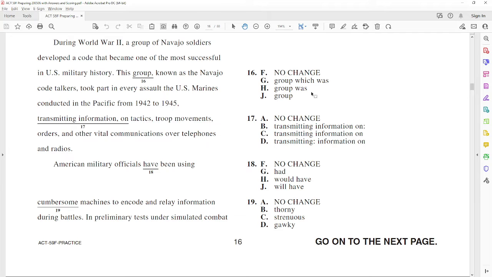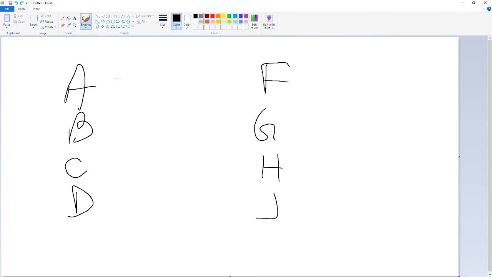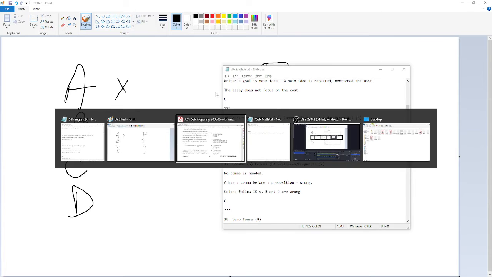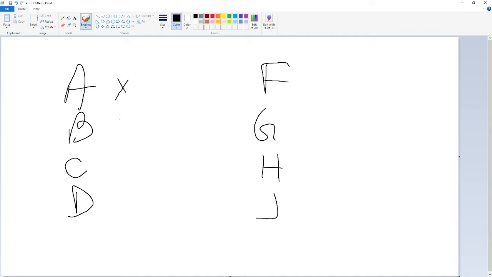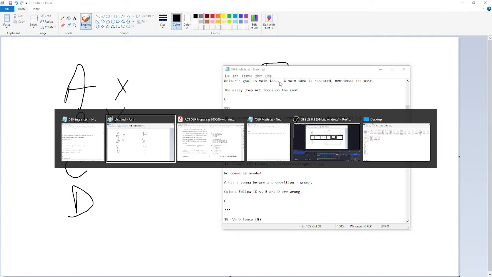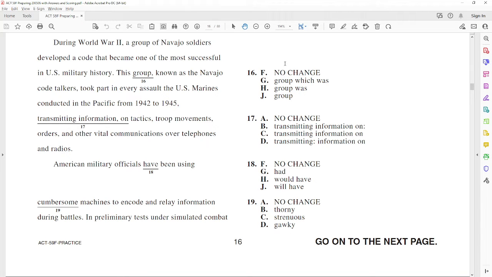It is option C. So remember, I eliminated A. A is wrong. I probably wouldn't even do this on the test. I wouldn't have to evaluate option by option. Well, yes, I would, because I'm trying to match it to my anticipation. So transmitting information on colon. That's like having a connecting word with a list that follows a colon. And we do not have connecting words on lists that follow colons. So if a colon was correct there, it would say conducting in the Pacific from 1942 to 1945, transmitting information, colon, on.